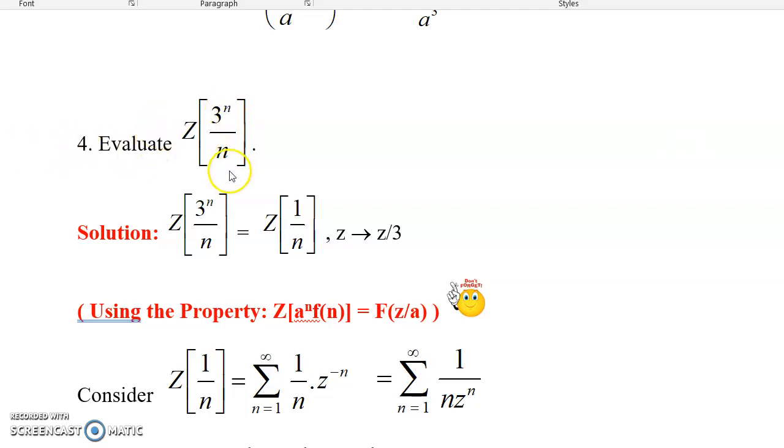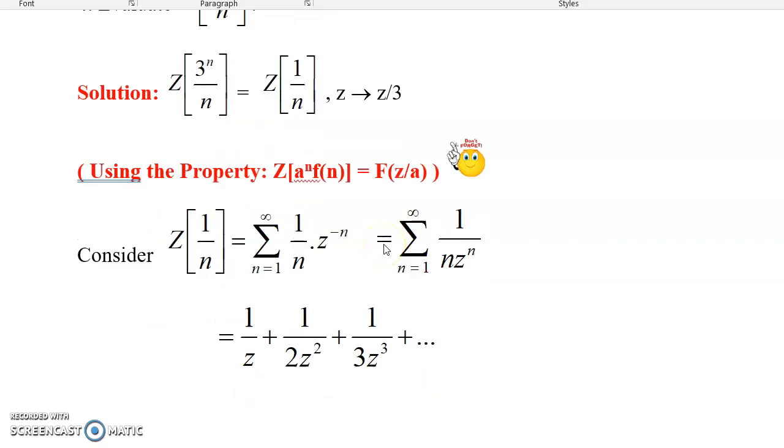Z of 3 power n by n. Now look at the z of 3 power n by n. Using the same property, 3 power n can be removed. And so this is z transform of 1 by n. Whenever 3 power n is removed, z goes to z by 3. Here in the place of a, you have 3. So z goes to z by 3. And z of 1 by n, let us see how to evaluate.